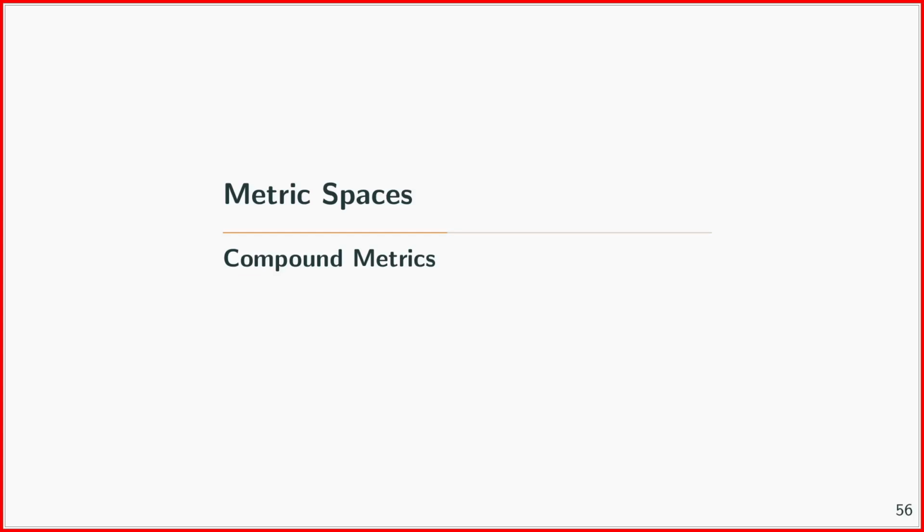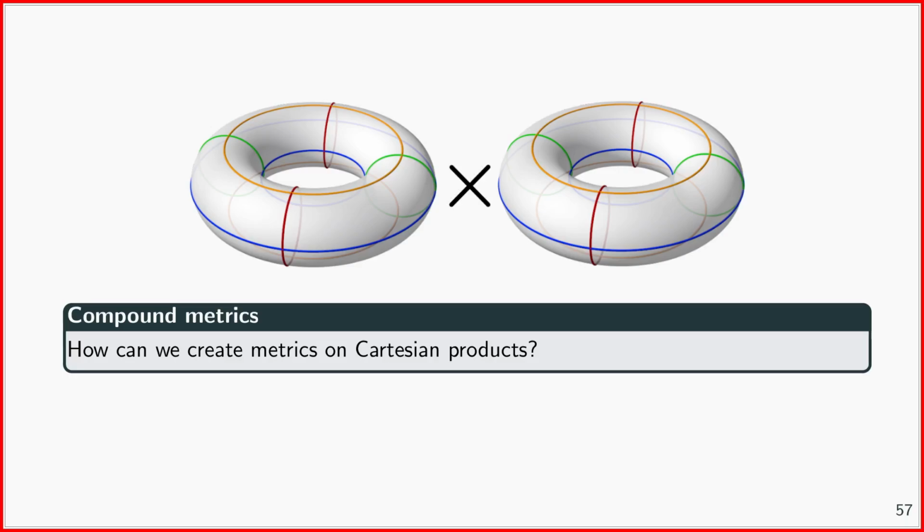Okay, so the next topic I want to talk about are compound metrics, where you have different spaces together with different metrics and you want to combine them. And so one big question is, of course, how we can create metrics on Cartesian products. So let's assume that we have two non-Euclidean spaces here. We take the Cartesian product of them. How can we actually create metrics from those Cartesian products?